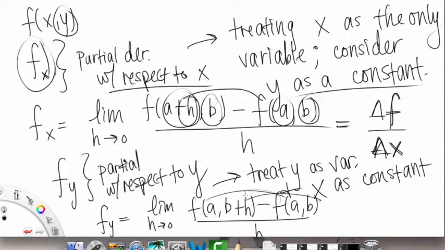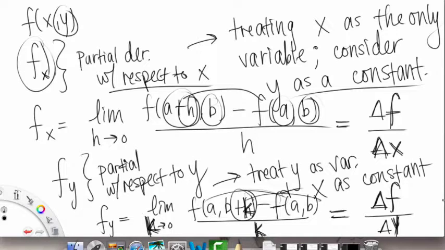Actually, instead of an h here, we can put a k, for distinction's sake from the h above. So the limit as k goes to 0 of f of a, b plus k, where that k is our change in y, minus f of a, b, all over k. The last thing is that this f sub y is studying how much our function f is changing in response to the change in the y variable.